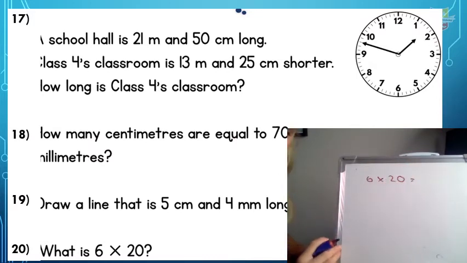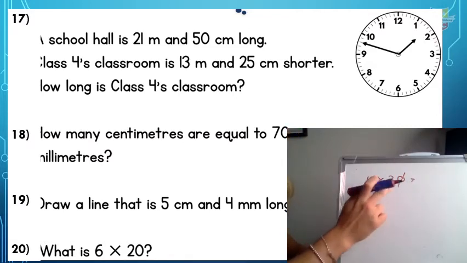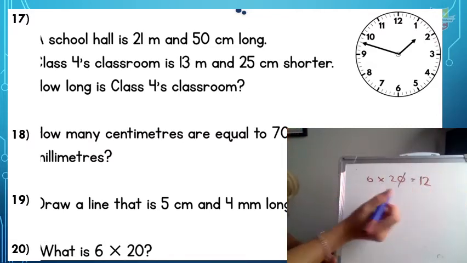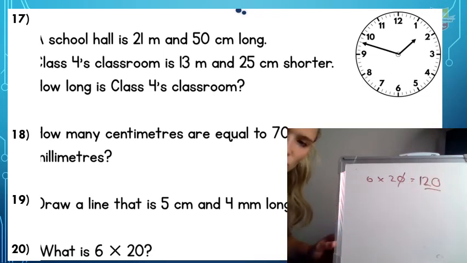And then finally, 6 times 20. You could have used column method. However, we could have taken off the 0. 6 times 2 we know is 12, because we're doubling 6. And put your 0 back on, so your answer should be 120.